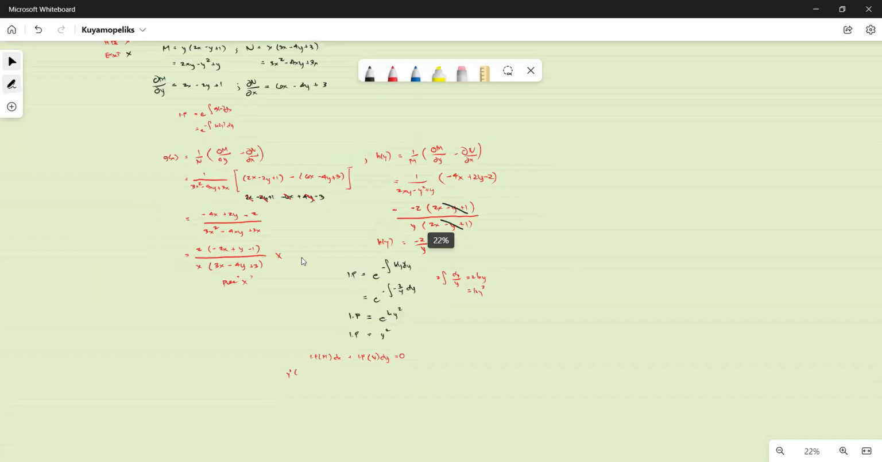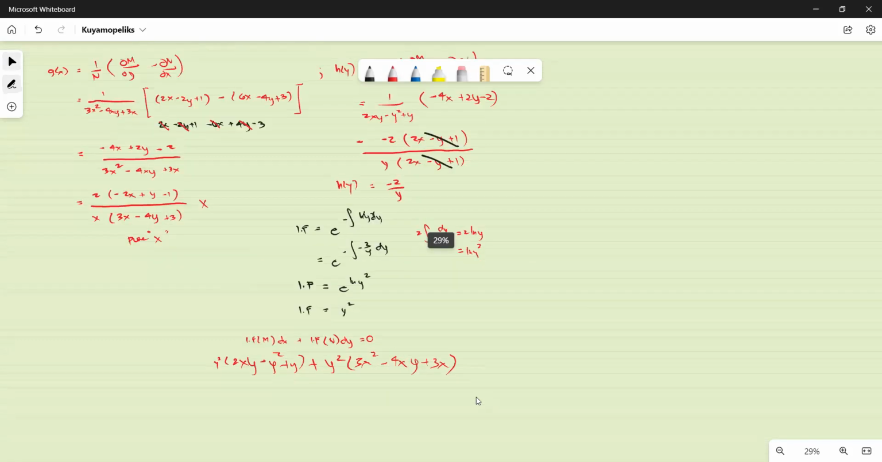Layo eh. Teka, zoom out natin. That is 2xy minus y squared plus y. Plus, mamaya zoom in ko ulit yan. Ano yung n natin? Ang n natin ay 3x squared minus 4xy plus 3x. Ayan, nire-write ko lang, no? Diba yung n natin yan? So, yan yung n natin.